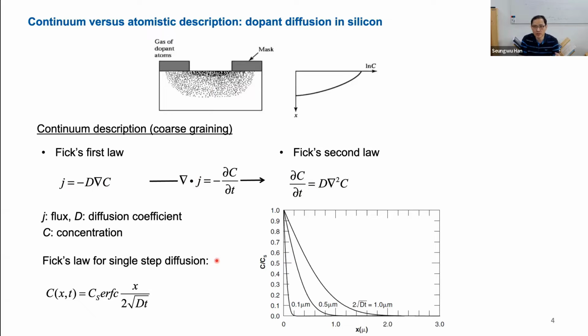In the case of single-step diffusion, we have an analytic solution that is made of the error function. As a function of time, we have this change in the concentration. So this is basically the continuum description. It's very powerful and it describes very well the diffusion inside the material.